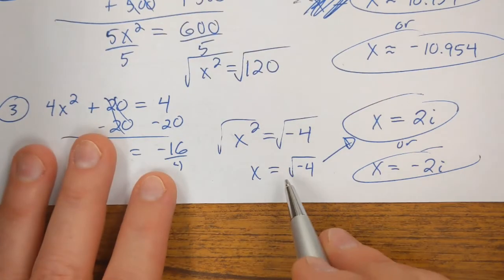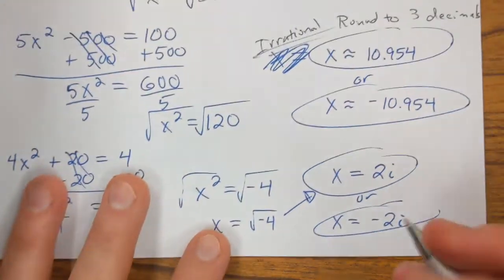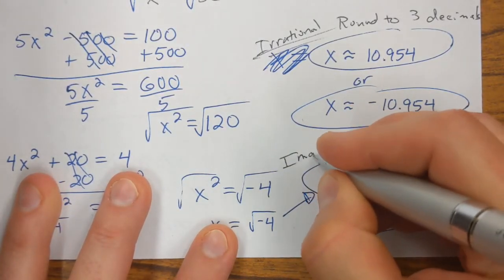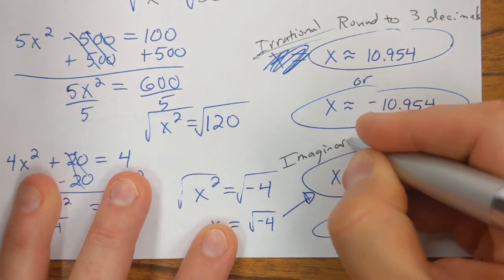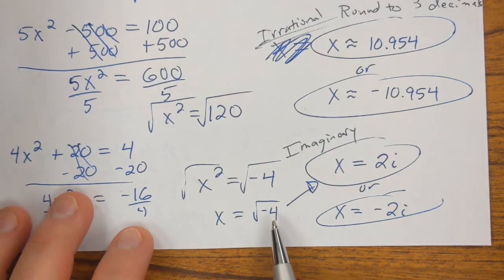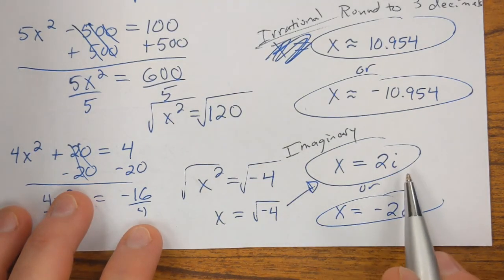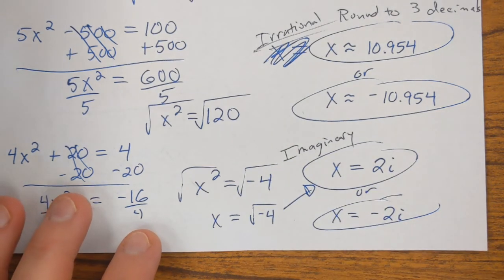And in this last case, when you have to take the square root of a negative number to solve your equation, these are called imaginary solutions. And what do you do? You're going to take the square root of +4, which is 2, but then you're going to stick an i onto the end of your answer. That's what we do in imaginary situations.